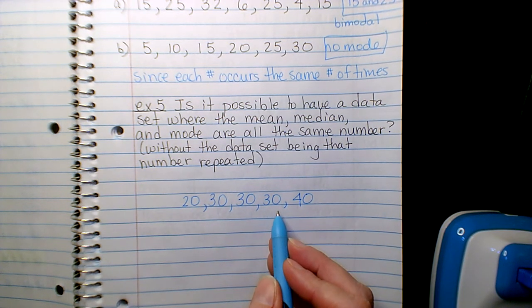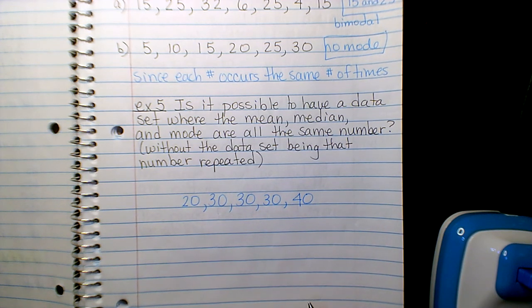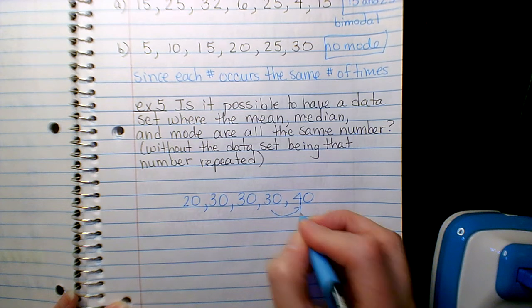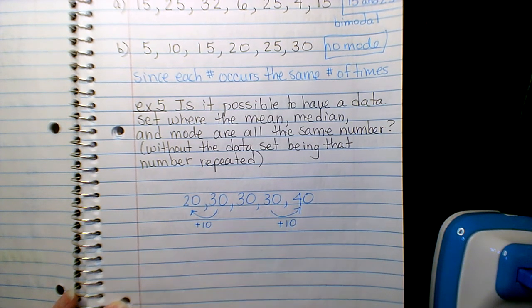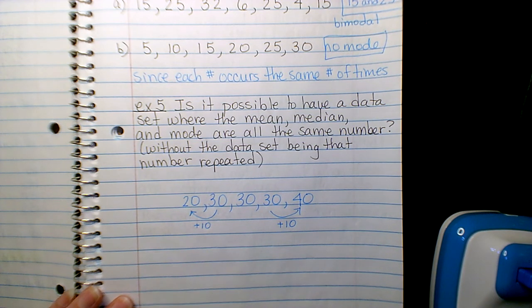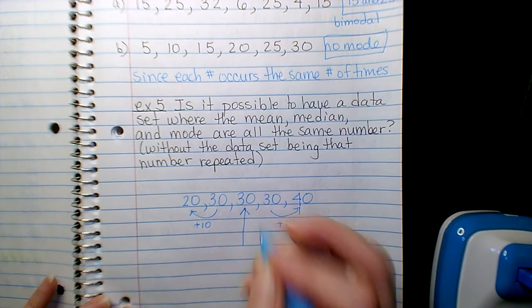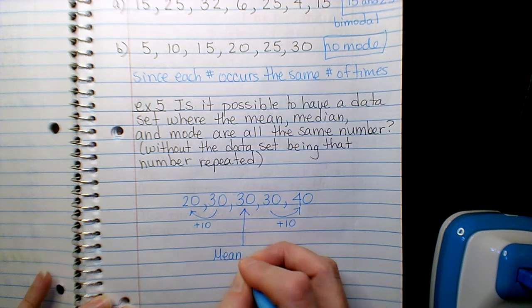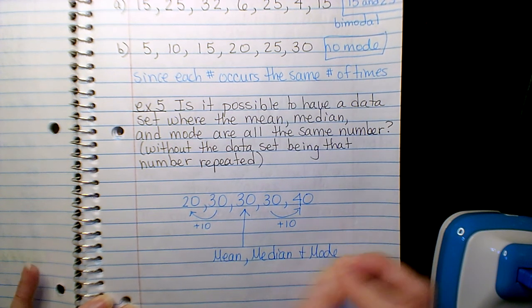So why did I put 3 of those here? I did that to make sure that the mode was going to be 30. I put 30 in the middle to make sure my median was going to be 30. And then I just picked a nice number. I could have picked anything. I could have gone up by 2 and put 32, and then down by 2 and put 28. But in this case, the mean, the median, and the mode are all 30.